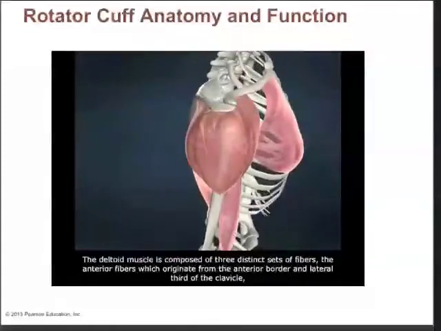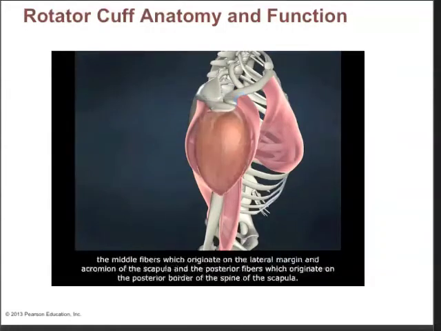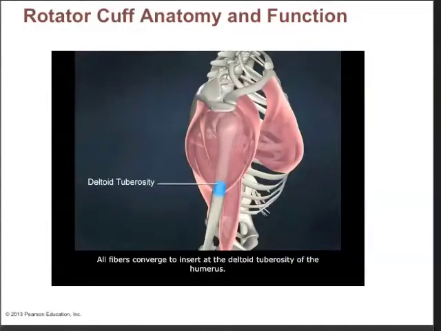The deltoid muscle is composed of three distinct sets of fibers: the anterior fibers, which originate from the anterior border and lateral third of the clavicle; the middle fibers, which originate on the lateral margin and acromion of the scapula; and the posterior fibers, which originate on the posterior border of the spine of the scapula. All fibers converge to insert at the deltoid tuberosity of the humerus.